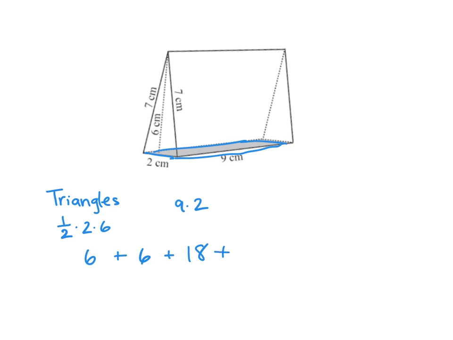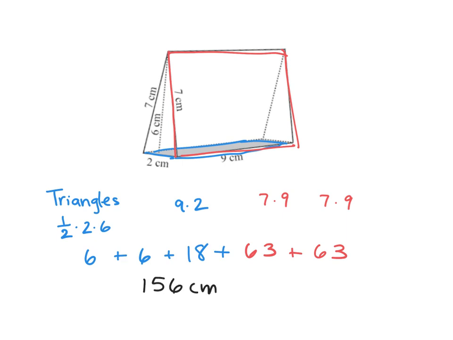I would then look at this side, which is a 7 by 9. And so 7 by 9, and that would get us 63. And then I have another 7 by 9 on the other side, so another 63. And I would just add up all of those pieces. And we would get a total surface area of 156 centimeters squared.